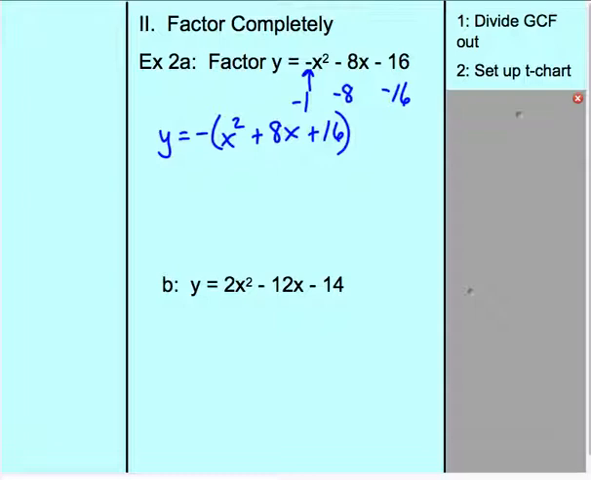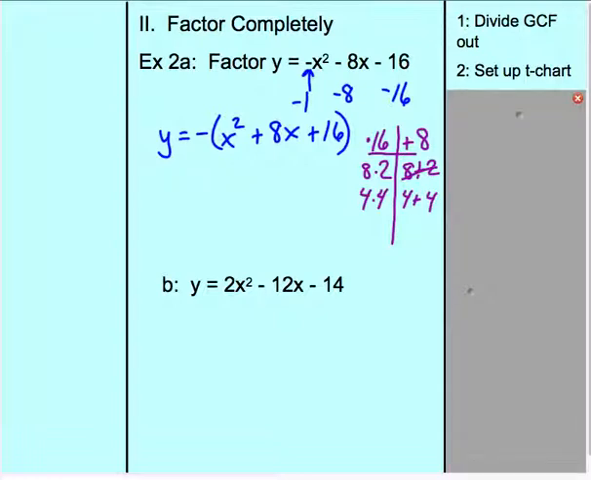Once I do that, I have to keep factoring. So now what's left inside, I can set up my t-chart. One thing to keep in mind is that if your x squared term isn't just x squared, your t-chart won't work. So we've got to factor that negative out before we can set up our t-chart. So in this one, we're looking for what multiplies to 16 and adds to 8. 8 times 2 is 16, but of course 8 plus 2 is 10. 4 times 4 equals 16, and 4 plus 4 equals 8.